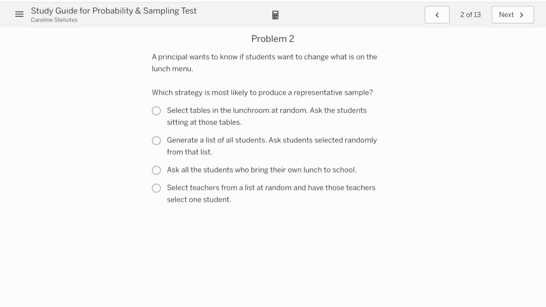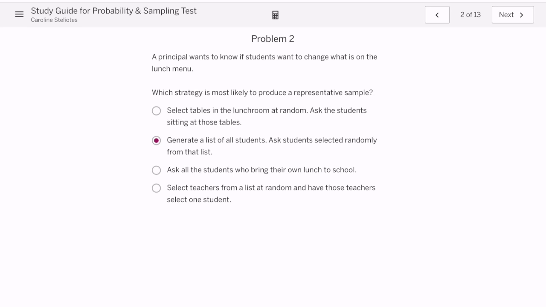So if we select tables in the lunchroom at random and then we ask the students sitting at those tables, it's less likely to be representative, because people that all sit together at the same table might all have the same opinion. So we might have bias there accidentally. If we generate a list of all students and then we ask students randomly selected from the list, that's going to give us the most degree of randomness, and so we're going to think that it's going to be most representative. If we asked all the students who bring their own lunch to school, then again, that's going to be biased, right? Because they already don't buy the school lunch, so they're going to have stronger opinions on what to change the lunch menu to.